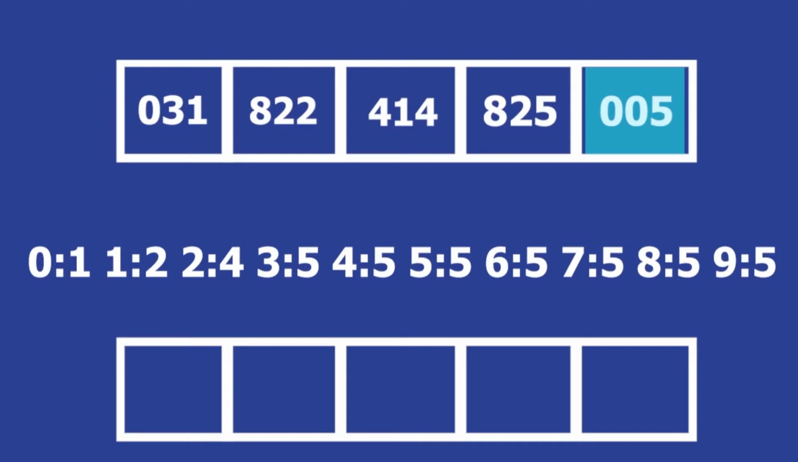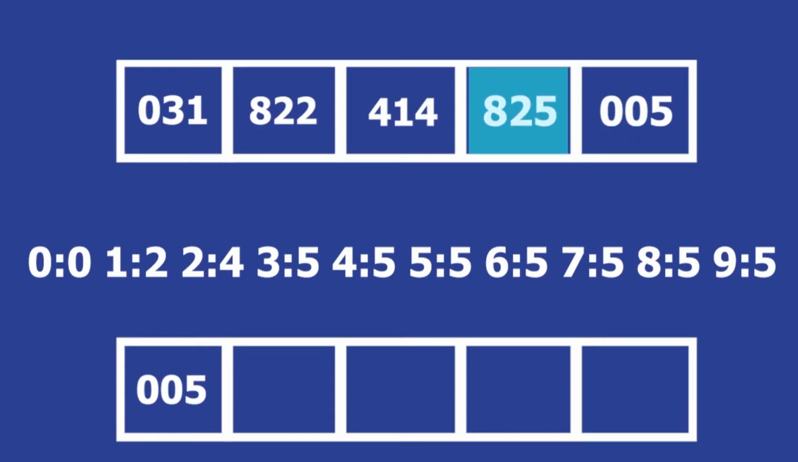Once again, we start a loop from the end to the beginning. 005 has a tens place of 0. Our location table tells us that 005 will occupy the very first position. And don't forget to decrease the value by 1.